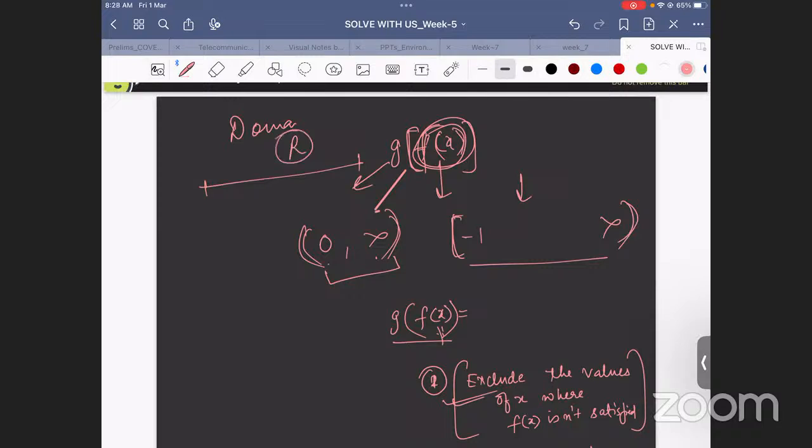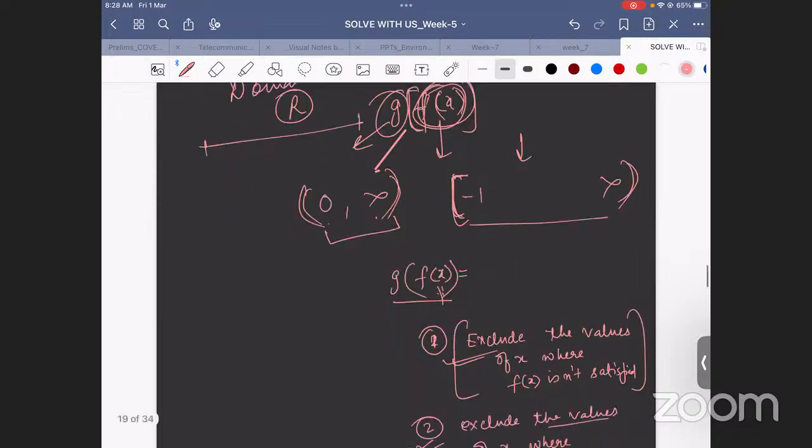Correct. But there is a condition, right, that we can put x as minus 1 to infinity only. The x value is minus 1 to infinity, but f(x) is not minus 1 to infinity, is what I'm saying. That is fine, but whatever values f(x) takes, that will be available to put inside g(x), right?